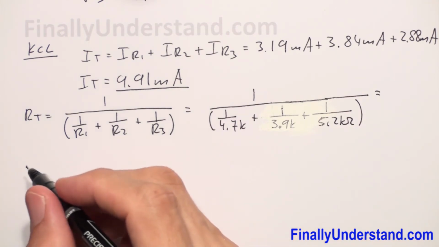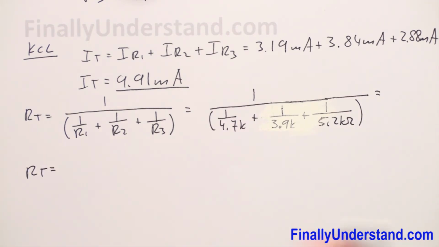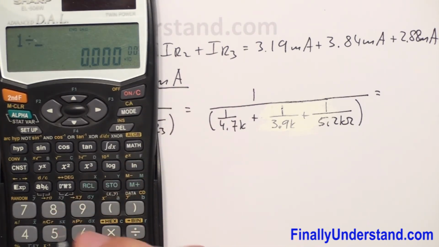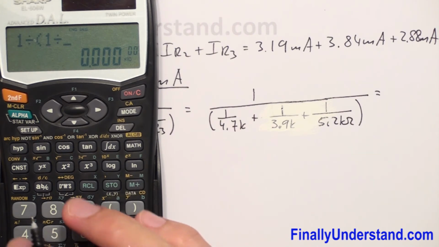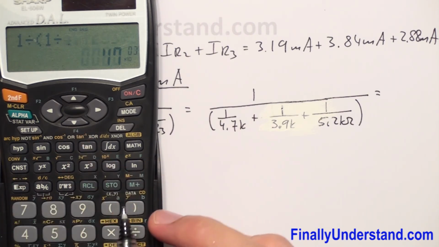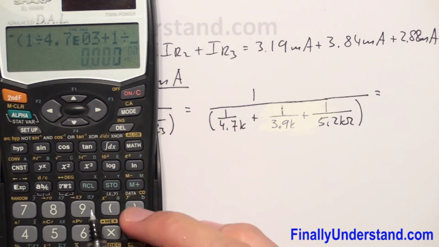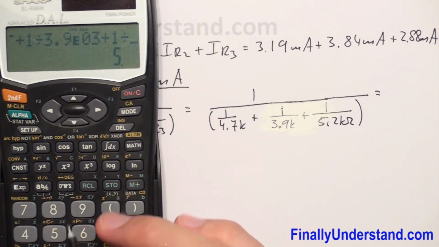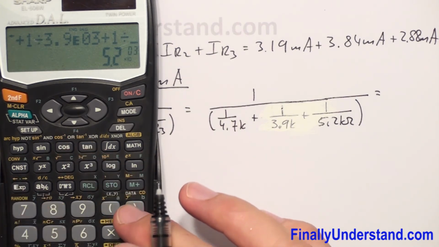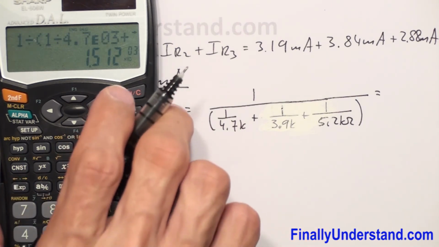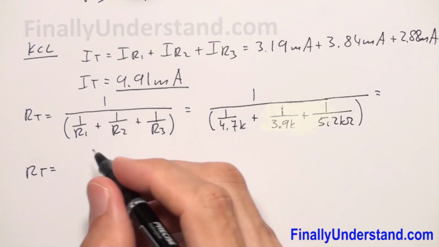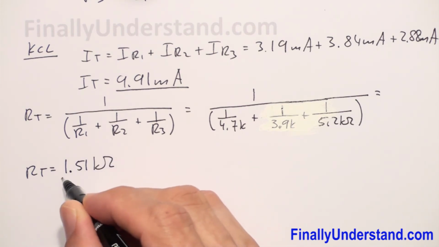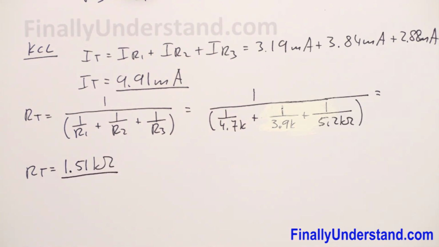Okay, so this is equal, R total is equal 1 divided by, open parenthesis, 1 divided by 4.7 exponent 3 plus 1 divided by 3.9 exponent 3 plus 1 divided by 5.2 exponent 3. Close parenthesis, this is equal 1.51 kilohms. Okay, so this is the total resistance in my circuit.